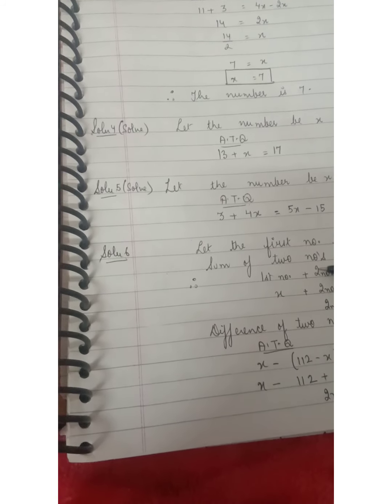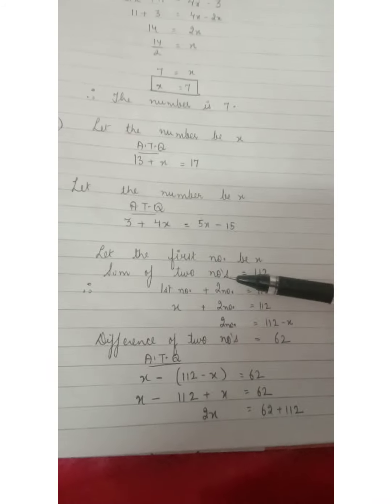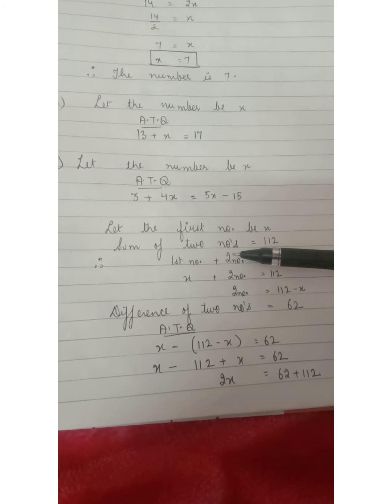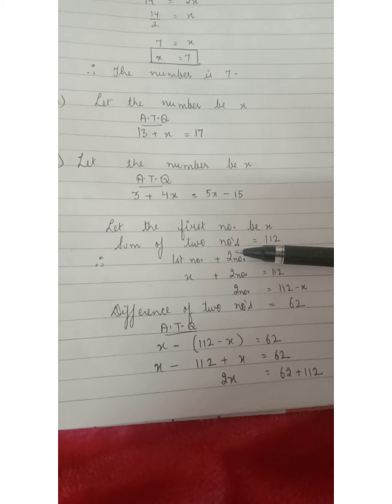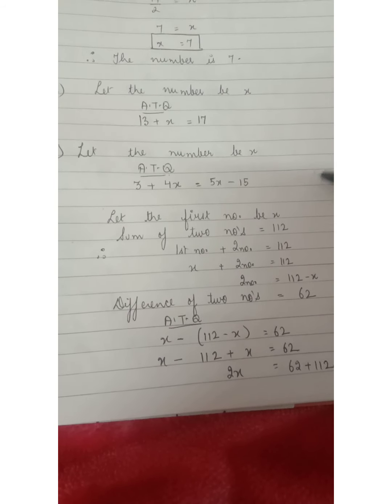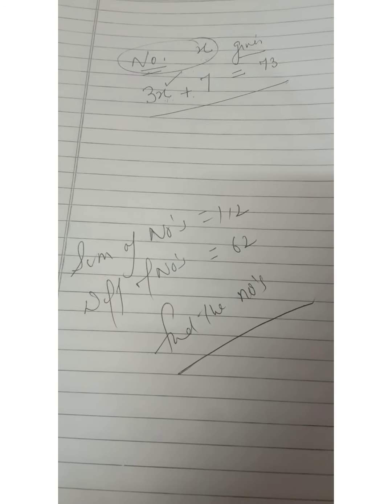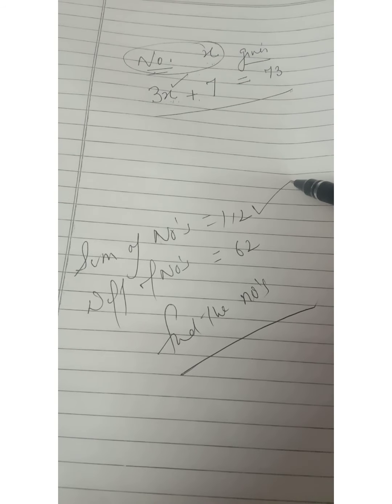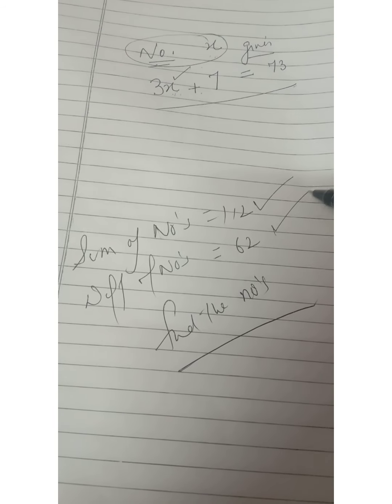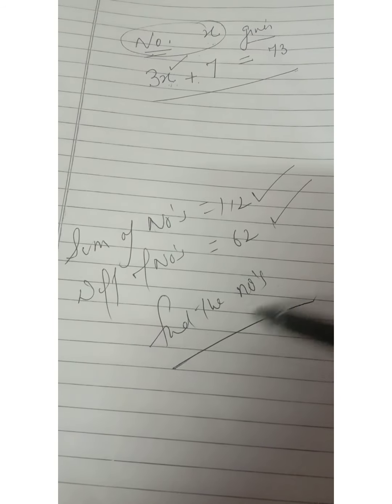In question 6, they are saying the sum of two numbers is 112. Their difference is 62. You have to find both the numbers. Okay, that's the question. The sum of two numbers is given, the difference of two numbers is given, you have to find both the numbers. So we do it in this way.